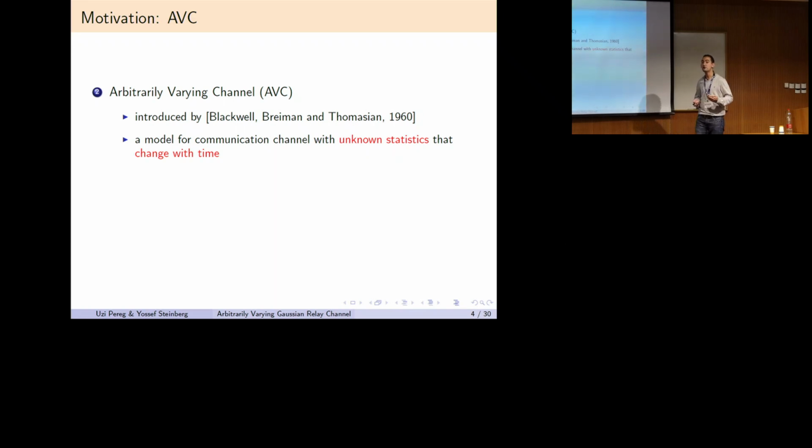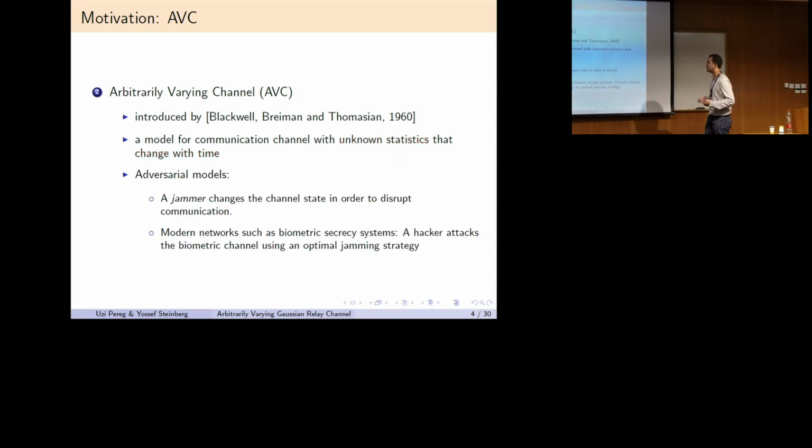As for the AVC, it was introduced by Blackwell, Breiman, and Thomasian as a model for a channel with unknown statistics that may change over time. This is the case, for example, when there is a jammer who randomizes the state sequence in order to disrupt communication and maximize the probability of error. It is also relevant for modern networks such as a biometric secrecy system attacked by a hacker using an optimal jamming strategy.